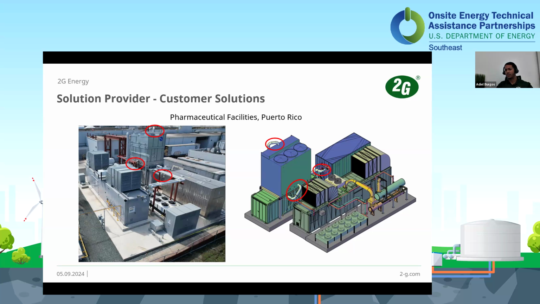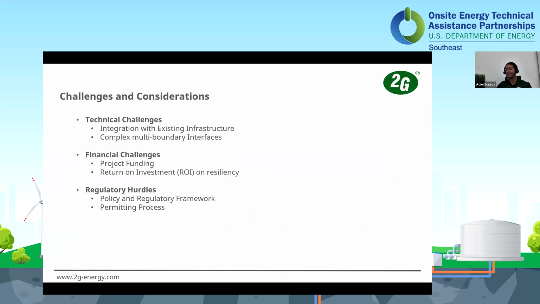Yeah, and just to close on the presentation and pass it on to Will, I just wanted to leave you with some of the challenges and considerations, because these are some of the things that we run into down here. It's the technical challenge: we made the interface simple enough for integrating with existing infrastructure. Sometimes you don't really know what you're going to run into. The more you can understand what you're connecting to thermally and electrically, the more it definitely helps simplify the integration process.